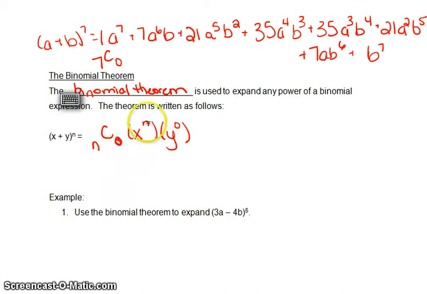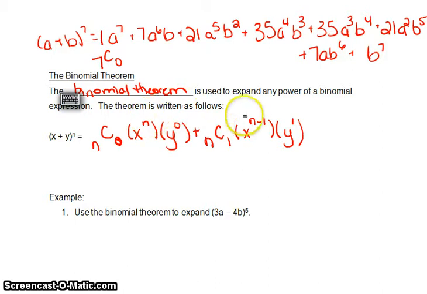Then we have x to the n. Here x was a, and our exponent was 7. So we have a to the 7 times b, which was y, so b to the 0. So that's just 1. Then our second term would be n choose 1, times x to the n minus 1, times y to the 1. So notice how we're going in that decreasing pattern for x values, n to n minus 1. And for y values, those exponents will increase by 1, so we go from 0 to 1.